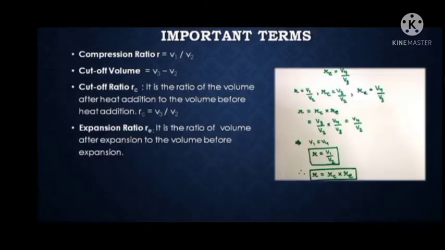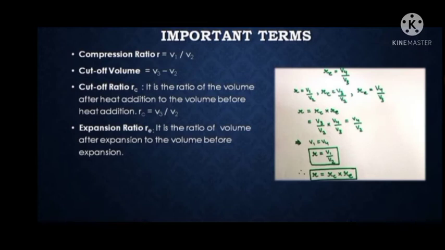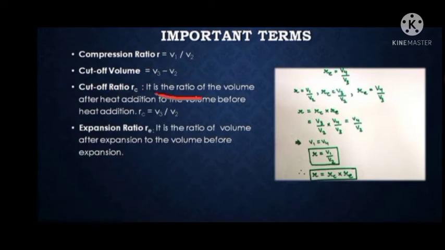Now, there are some important terms. Compression ratio, I have already discussed with you. Compression ratio is V1 by V2, which is Vs plus Vc upon Vc. Similarly, there is one more term, cutoff volume. Cutoff volume and cutoff ratio are totally different terms. Cutoff volume is V3 minus V2. It is not V3 by V2. Keep in mind these two terms. Cutoff volume is V3 minus V2 and cutoff ratio is V3 by V2. Cutoff ratio is the ratio of volume after heat addition to the volume before heat addition. So the cutoff ratio is V3 by V2 and cutoff volume is V3 minus V2.